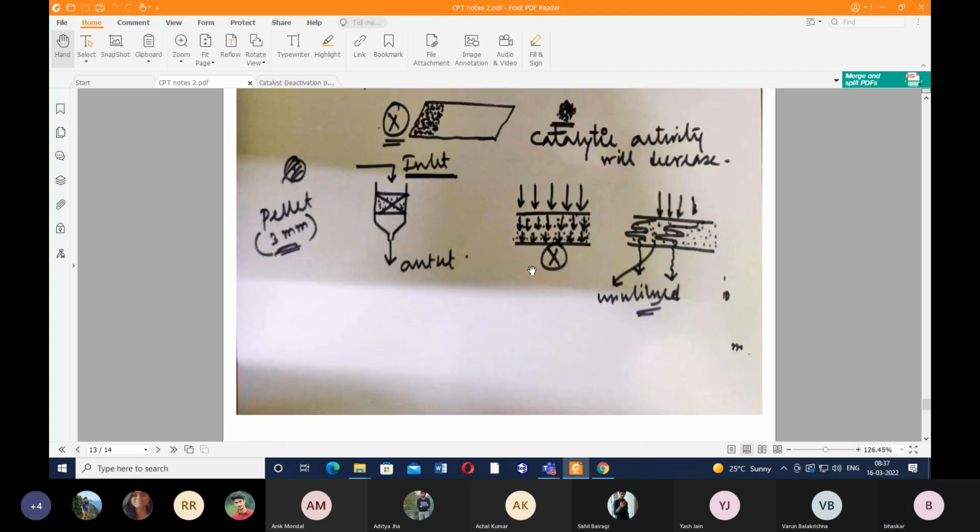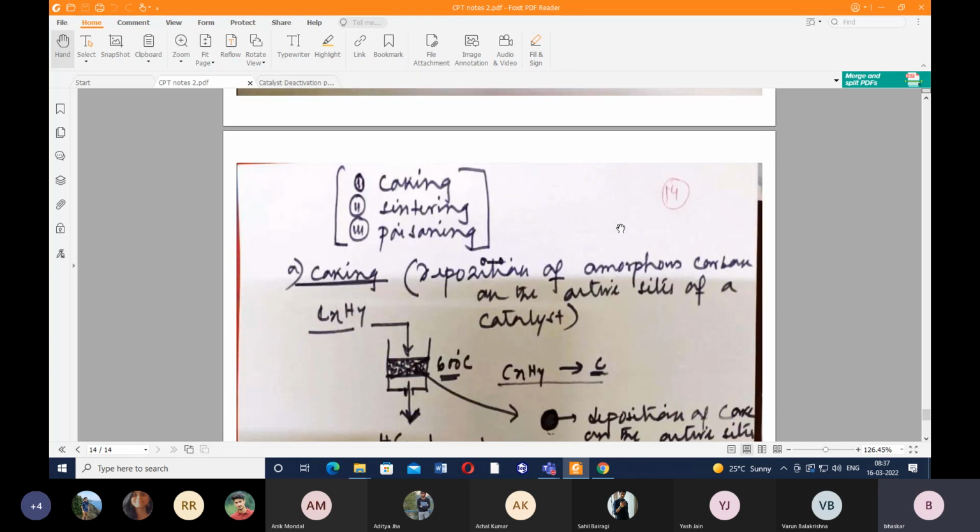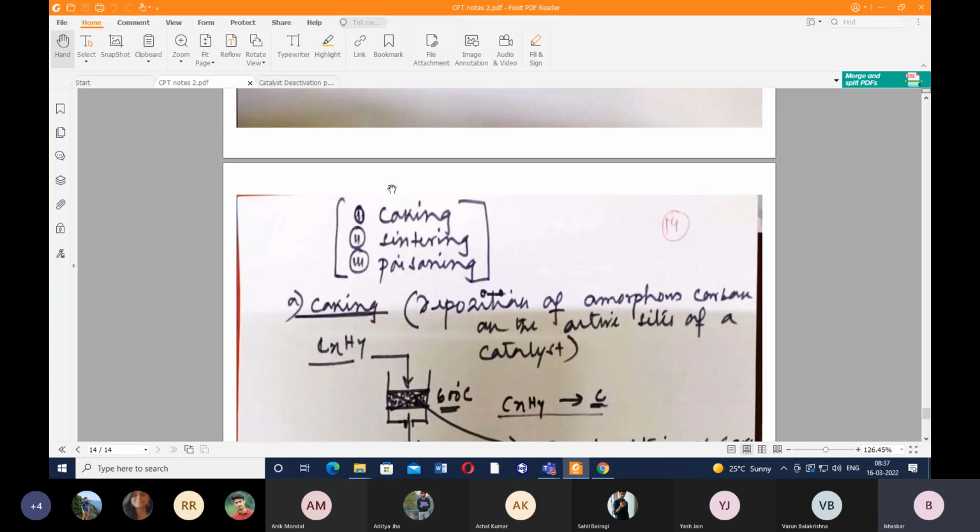So now coming to the catalyst deactivation part. Catalyst deactivation can be of three types. Okay, there are three different classifications. The first one is basically called coking. The second one is sintering. The third one is poisoning. These are very important things. If somebody wants to work in an industry, they will encounter these problems.